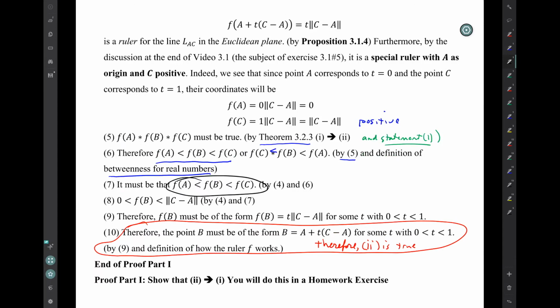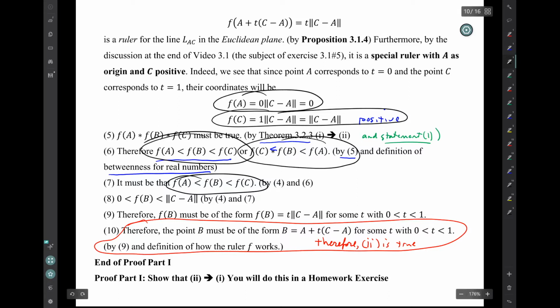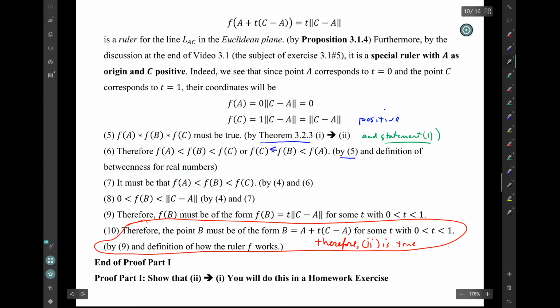The reason is, in statement 4, we figured out that f of a is 0 and f of c was positive. So if f of a is 0 and f of c is positive, we know that f of a is less than f of c. That only happens in that inequality. So of these two possible inequalities that might be true, we know it's got to be this one.